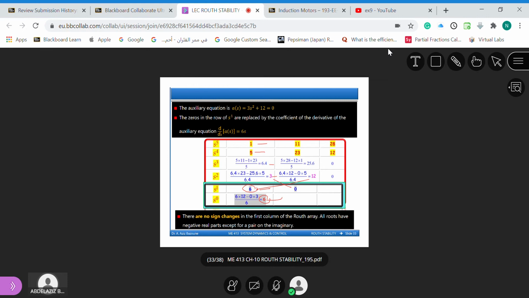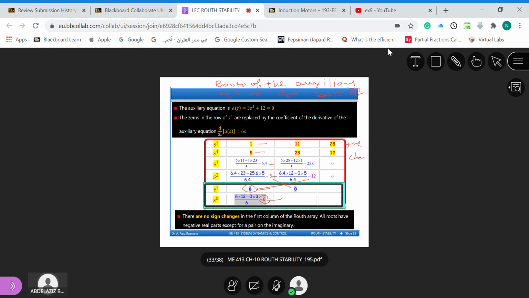Guys, here the auxiliary equation, just a comment on the auxiliary equation in a multiple choice question that is coming in the final exam. It says roots of the auxiliary equation are also roots of the characteristic equation. We will see whether this is correct or not.